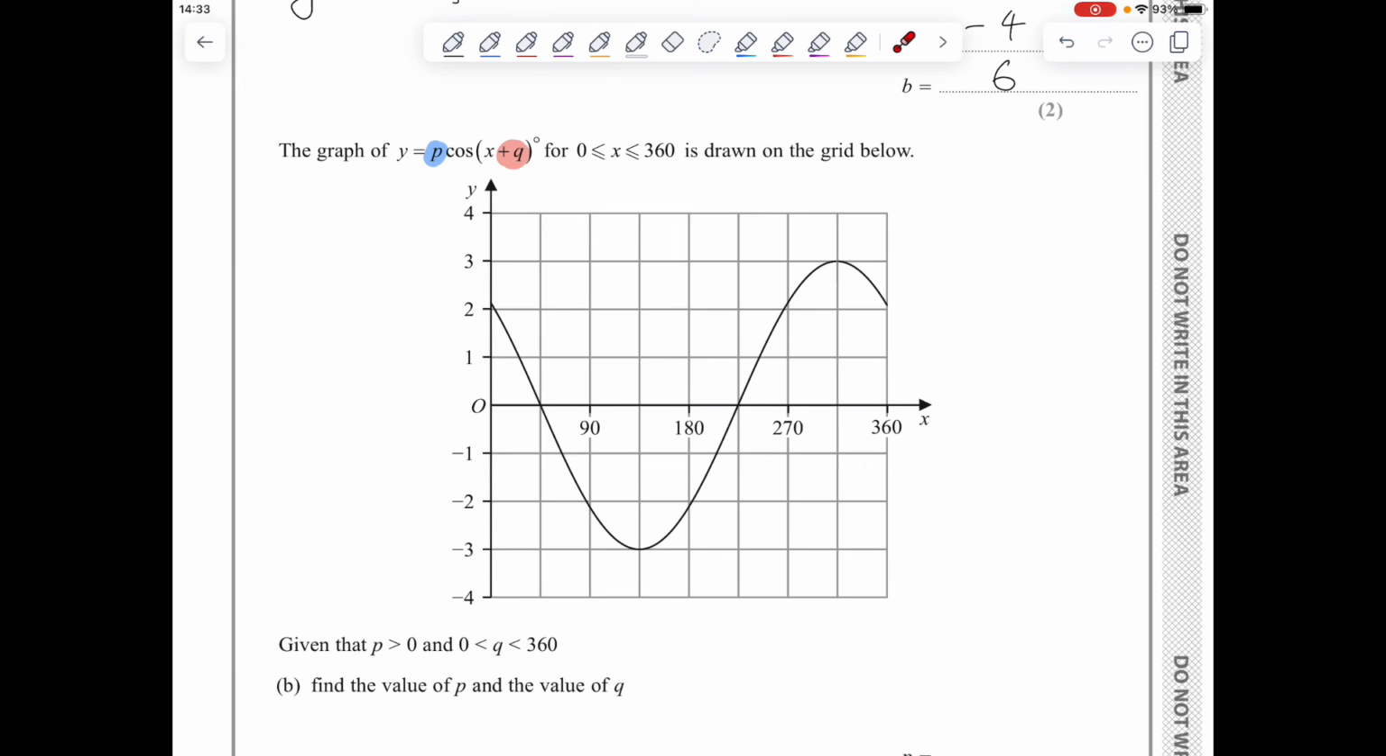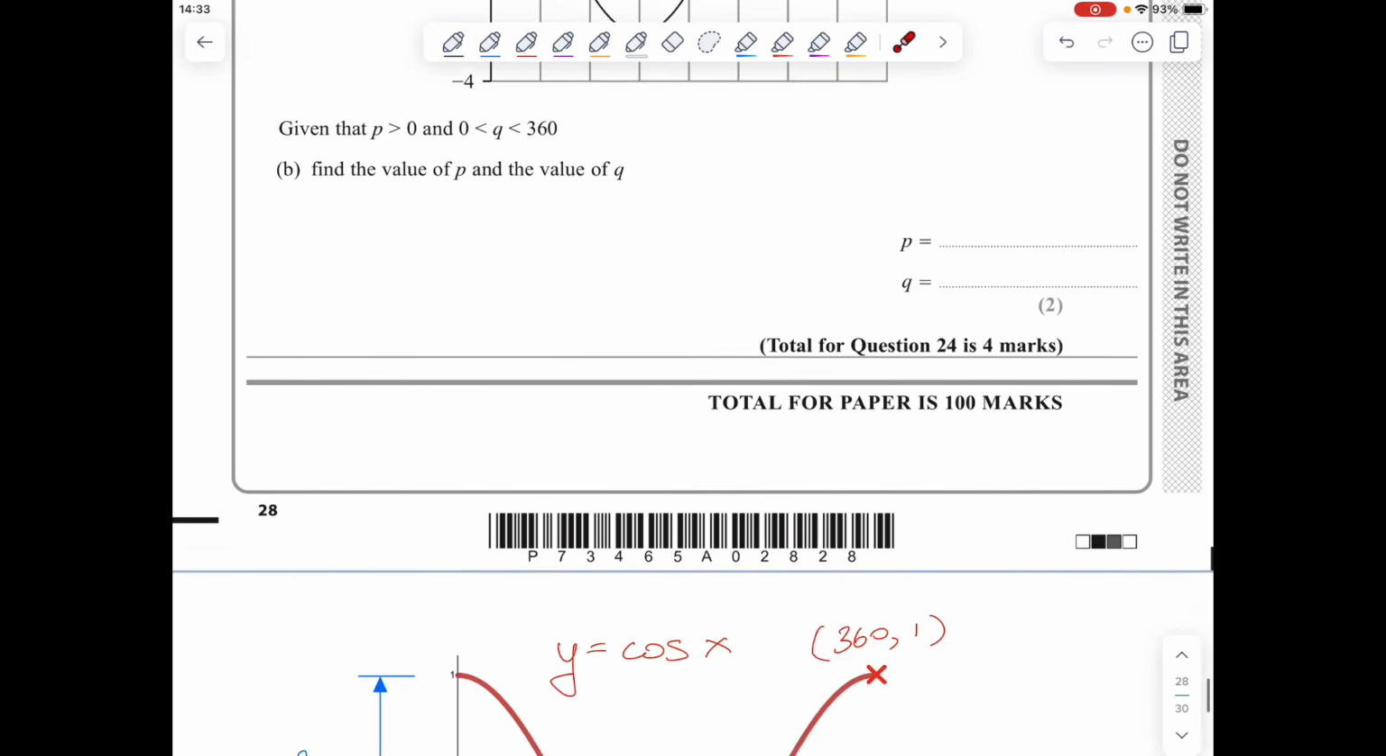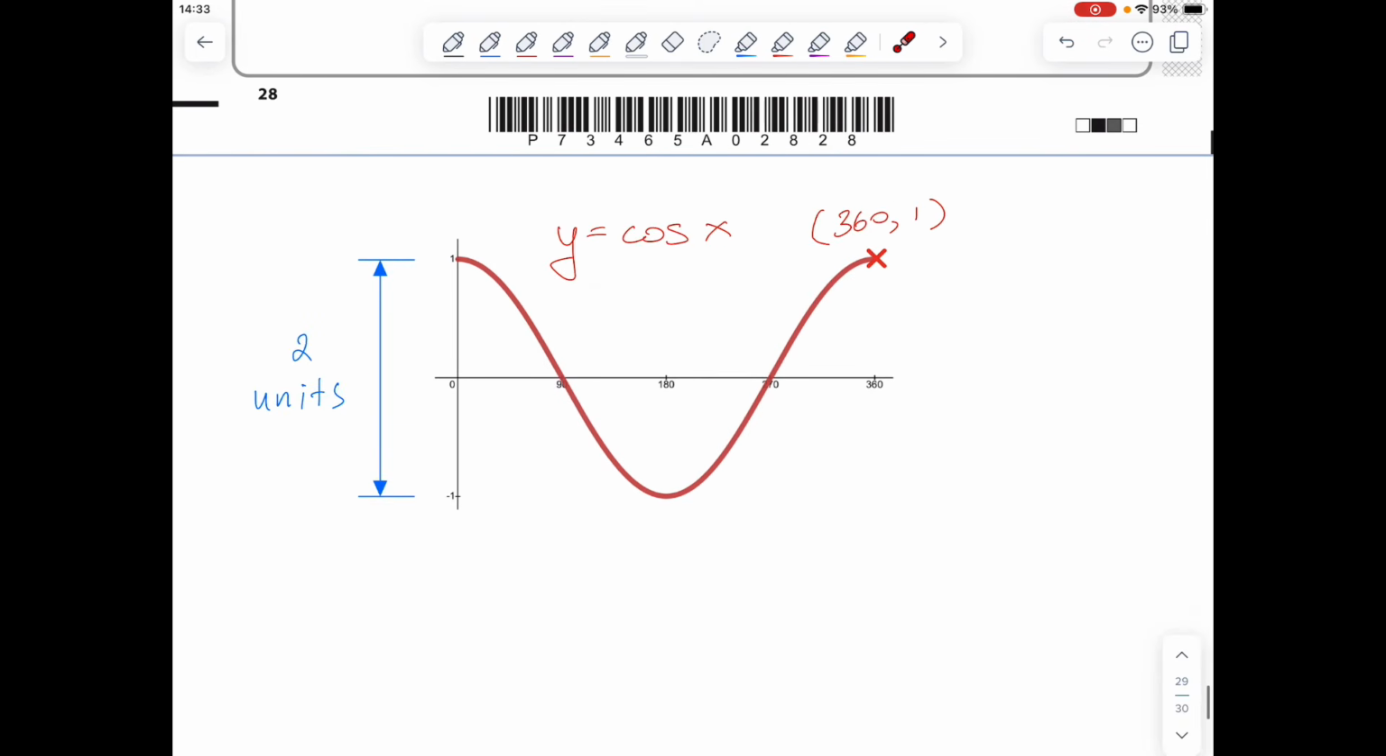Now I'm going to draw the original cos graph so I can compare. So if I go to the next page, this is my original cosine graph. Note that the vertical height is 2, it goes from minus 1 to 1, and the maximum is at 0, 1 and at 360, 1.